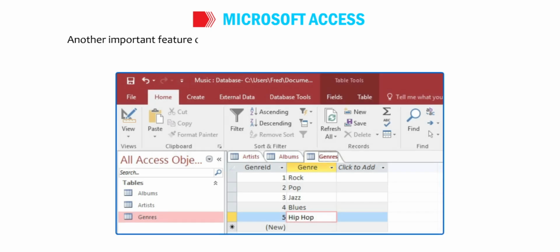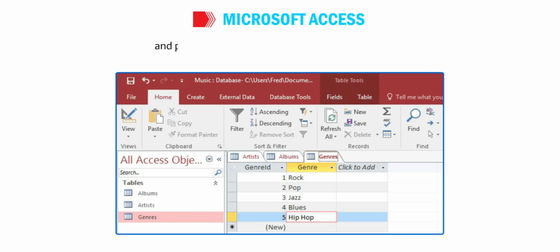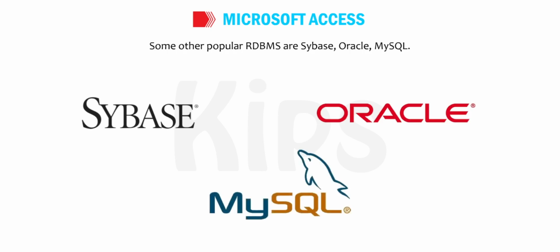Another important feature of Access is that you can add, update, delete, and view the data by using forms, find and retrieve the data in a desired way by using queries, and print the data in a specific layout by using reports. Some other popular RDBMS are Sybase, Oracle, MySQL.